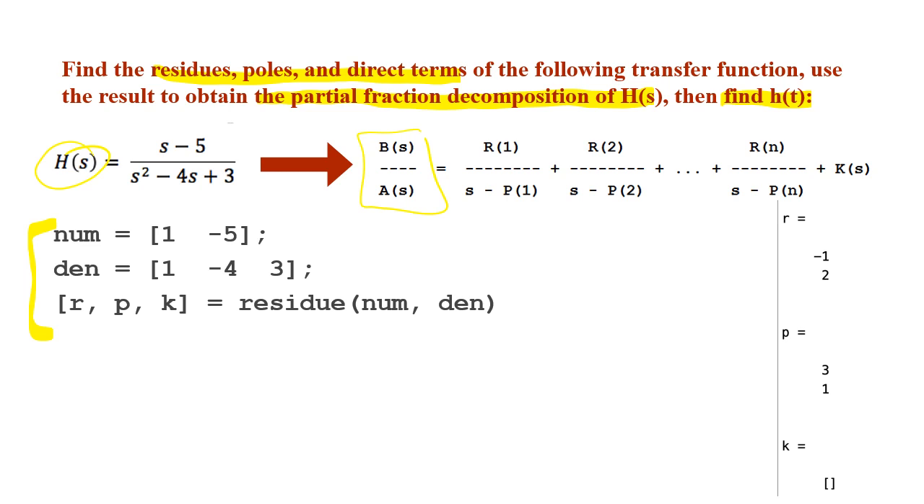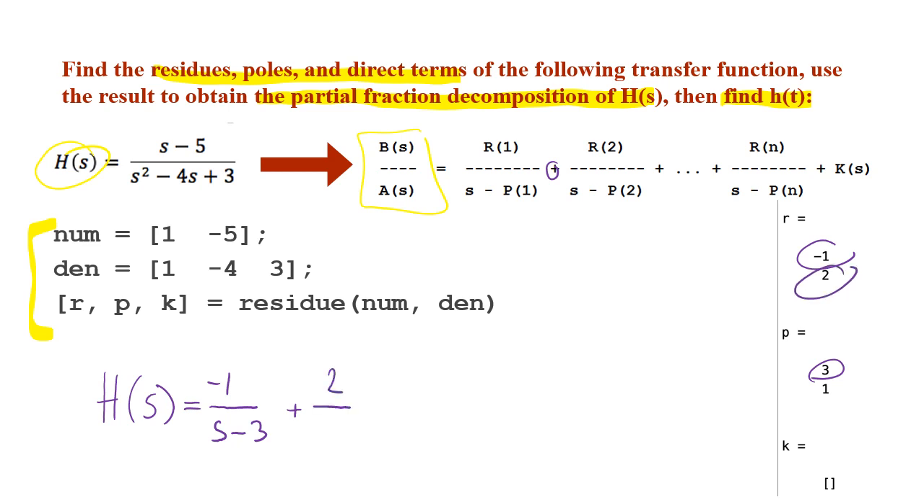So we can say that H(s) is equal to the first residue, which is -1, divided by s minus the first pole, which is 3. Then we have plus the second residue, which is 2, divided by s minus the second pole, which is 1. And you're going to continue until you're done, but we're done now, so we can stop here actually.